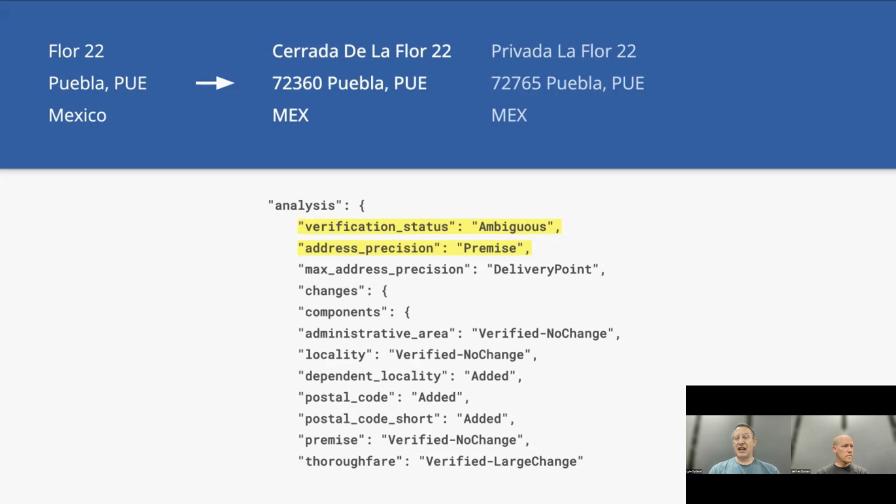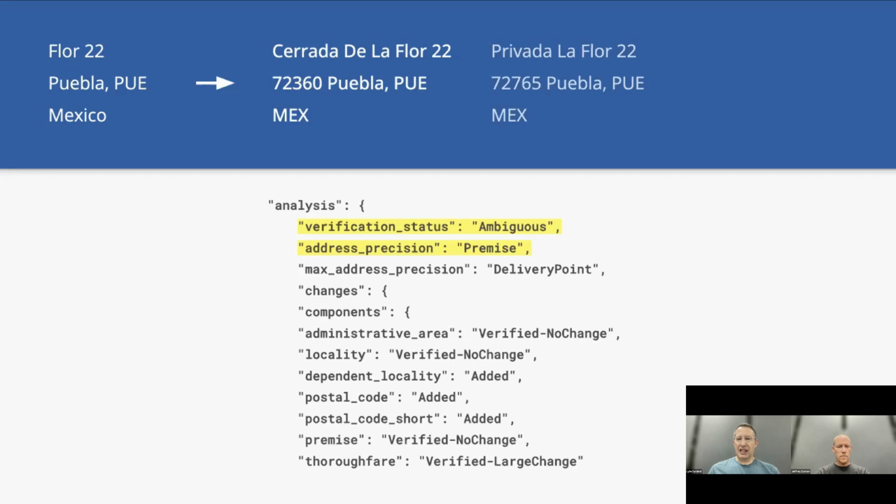You're going to see a verification status of ambiguous, but you want to check the address precision in each case. So in the case of the one on the left, Cerrada de la Flor, we have an address precision of premise. We do recommend treating that as a valid address.